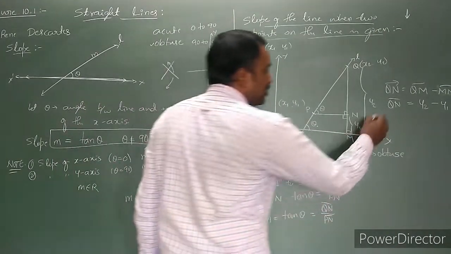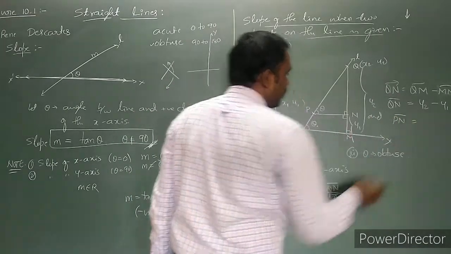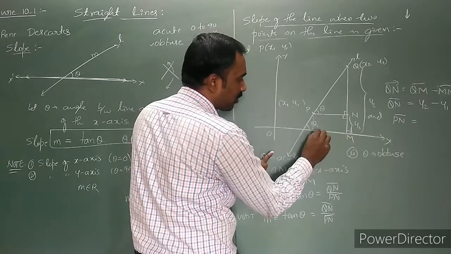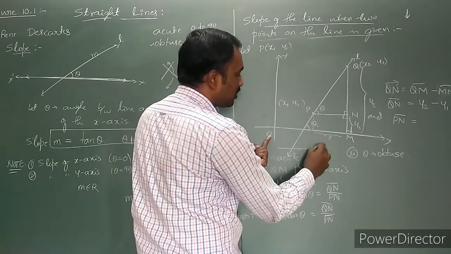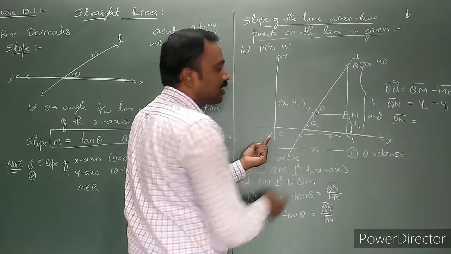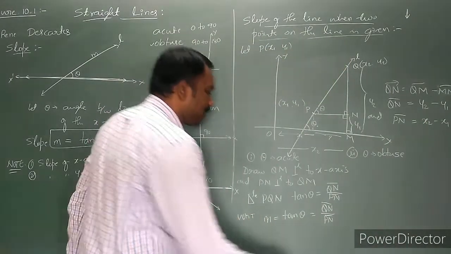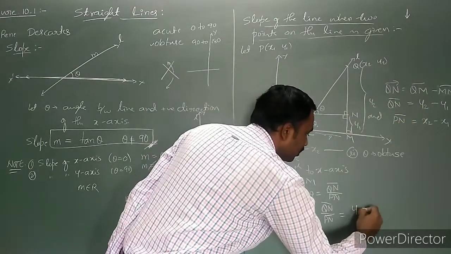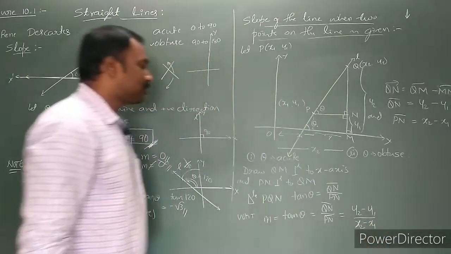Next, similarly, I just replace the PN value. What is the PN value? PN is nothing but this distance, only this much is required. So this distance minus this distance. What is this distance? This is x2. And what is this distance? This is x1. So x2 minus x1, replace it. Tan theta is equal to, what is the QN? QN is nothing but y2 minus y1 divided by PN, which is x2 minus x1.